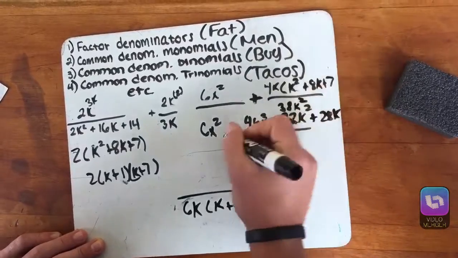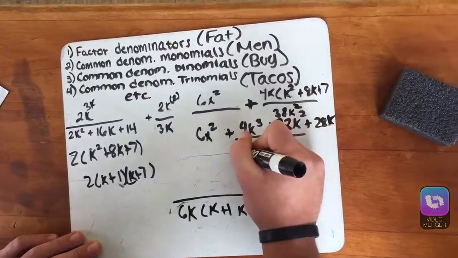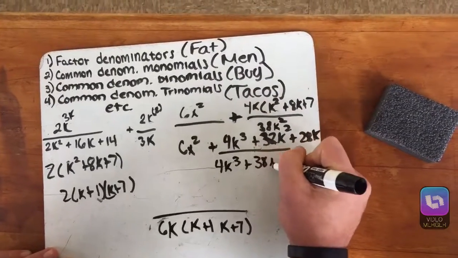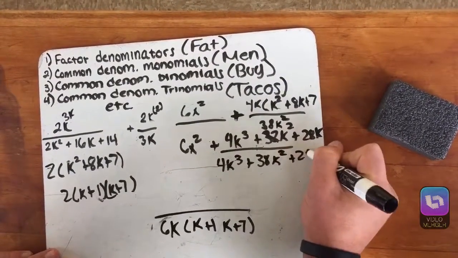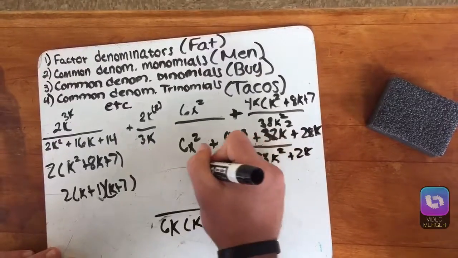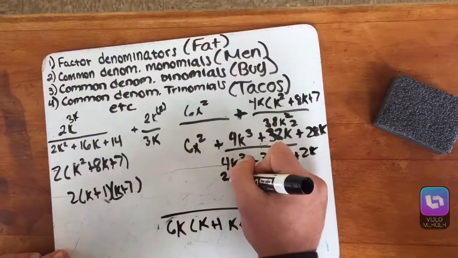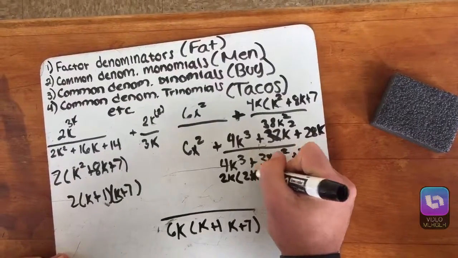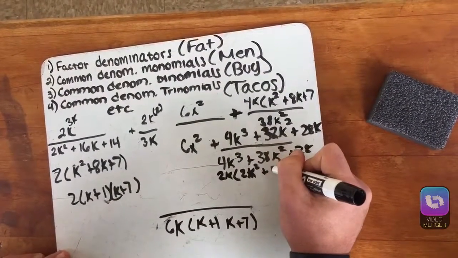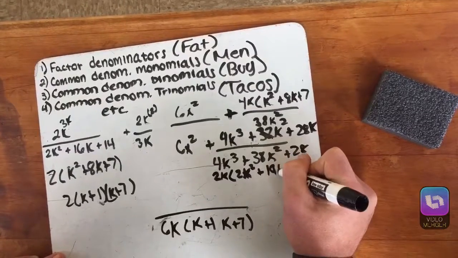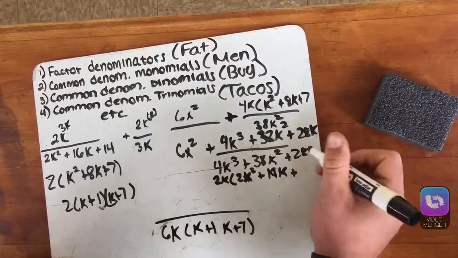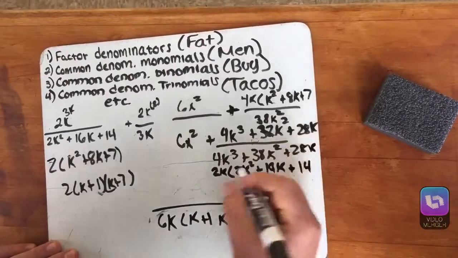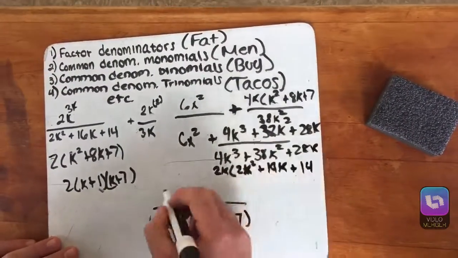And then you're going to distribute. Alright, so now you have 4k to the third plus 38k squared plus 28k. And now you're going to factor that and GCF out a 2k. So you GCF out a 2k, you get 2k squared plus 19k plus 14. So then that would be your numerator on top.